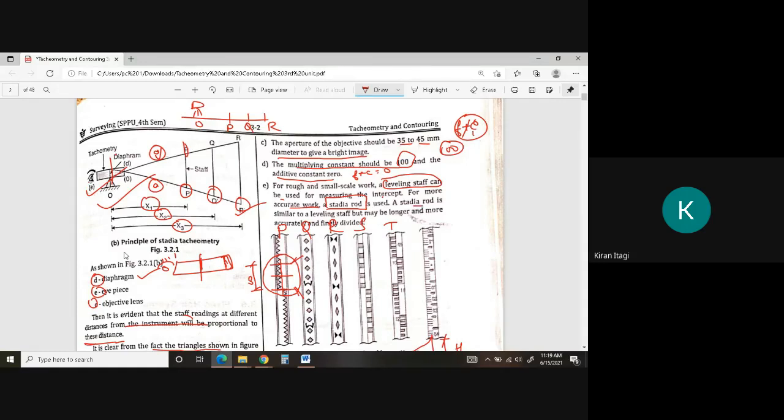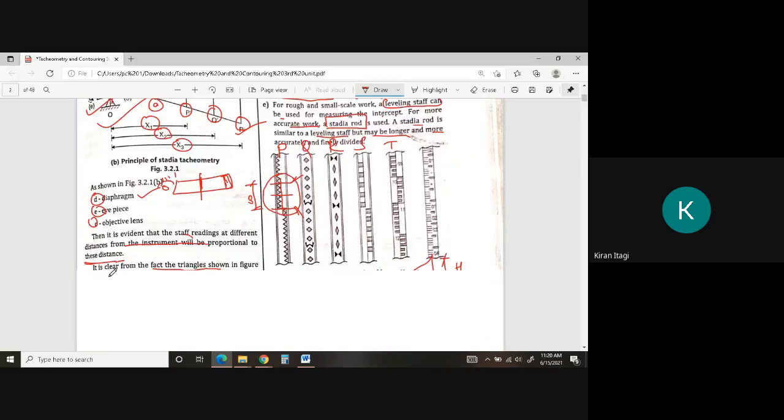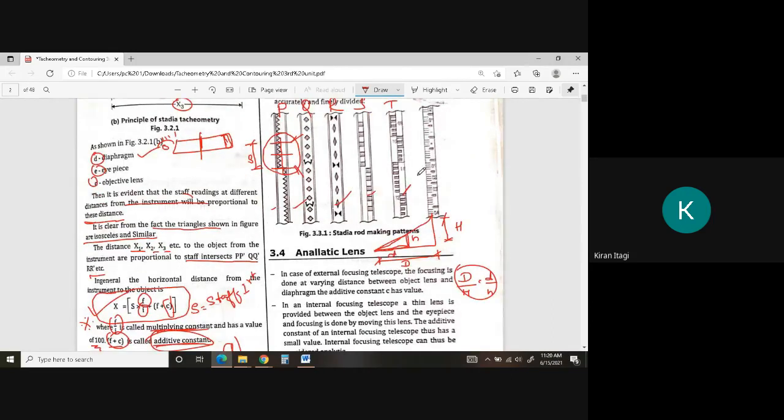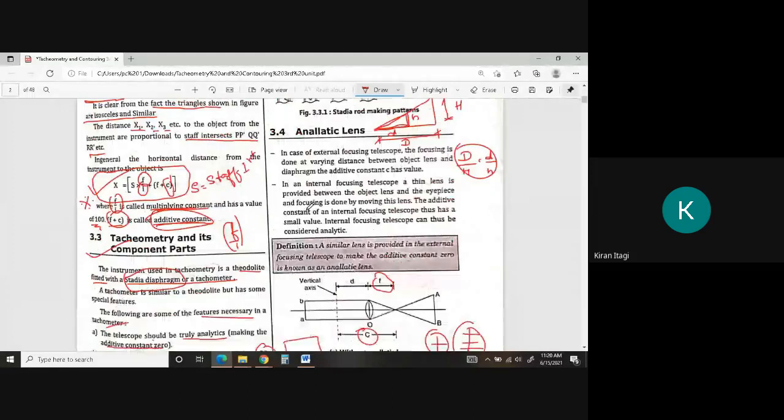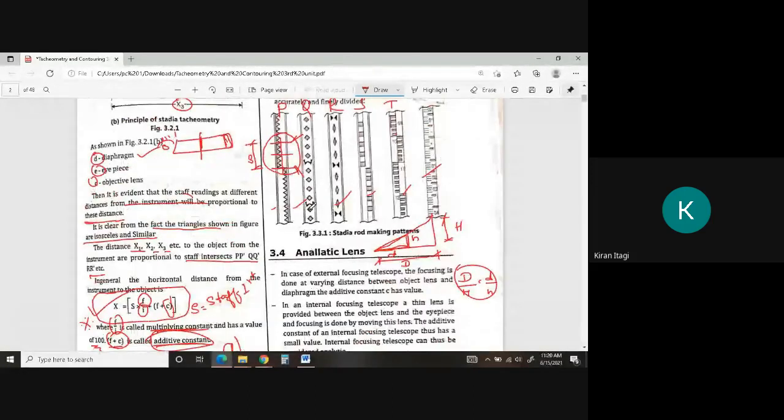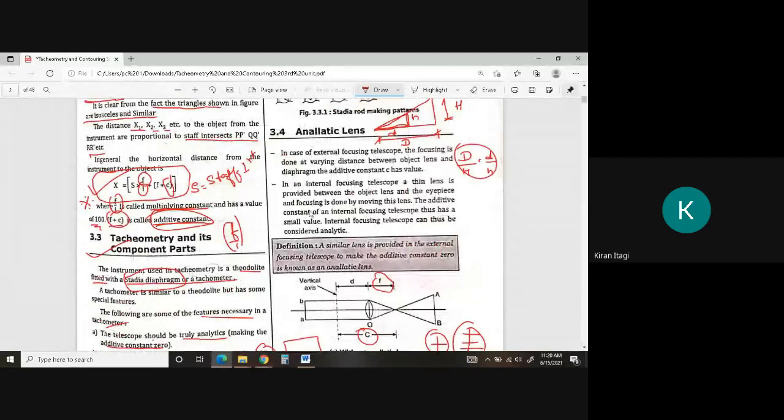A stadia rod is similar to a leveling staff, but maybe longer, more accurate and finely divided. Here are some of the stadia rods. It is similar to the leveling staff. Next one, that is the analytic lens.